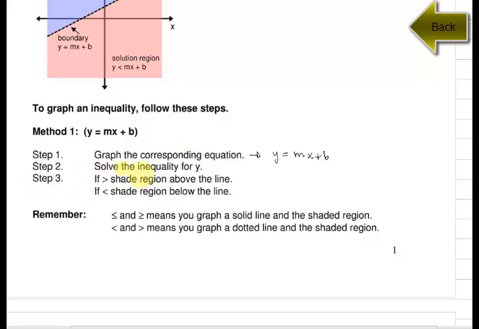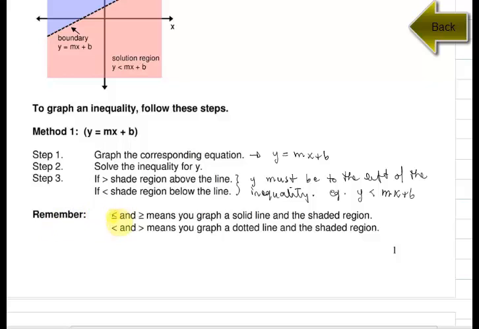Once you've written it in this form, then if it reads greater than, you shade the region above the line. If it reads less than, you shade the region below the line. Now remember, this is only true if y is to the left of the inequality. So y must be to the left of the inequality. An example would be something like y is less than mx plus b, so y is to the left.